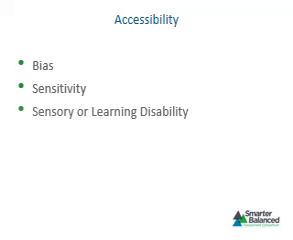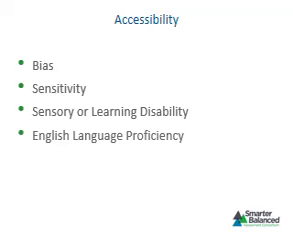Collectively, these factors fall under the broad category of accessibility and include issues such as the extent to which the item or task contains content that is biased against some students. The item or task includes content that is sensitive to some students. An item is difficult to access for students with specific learning or sensory disabilities. And the item uses language that is unfamiliar or unnecessarily complex for students who are still developing proficiency in English.